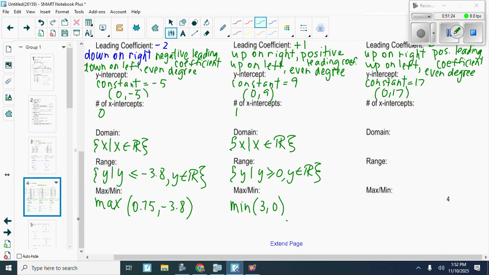X-intercepts, we had 2 of them. The number of them, we just need to put that we had 2. Our domain, there's no restrictions. The range, there is a restriction. Guys, we're finishing this up before you pack up. I have 2 minutes.